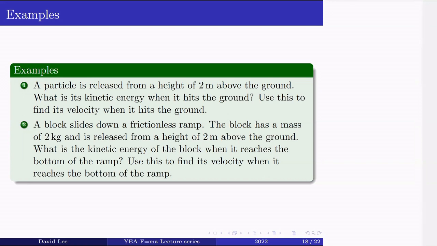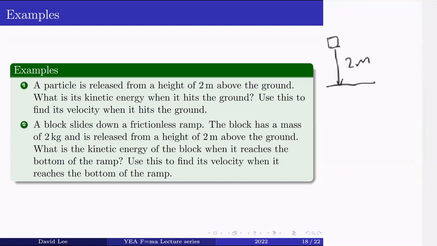All right, so let's continue. Let me first go over question one, which is: we have a block here and it's 2 meters above the ground. So it falls and it hits the ground, and we want to find the kinetic energy when it hits the ground.